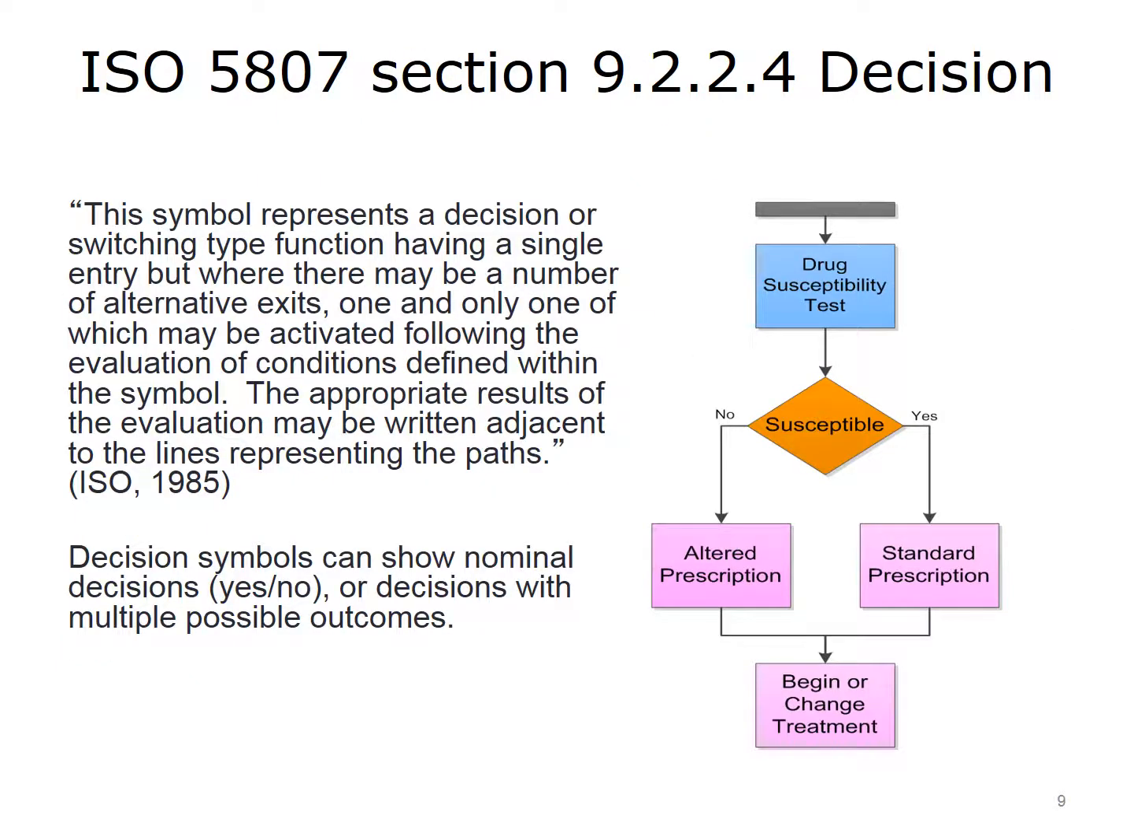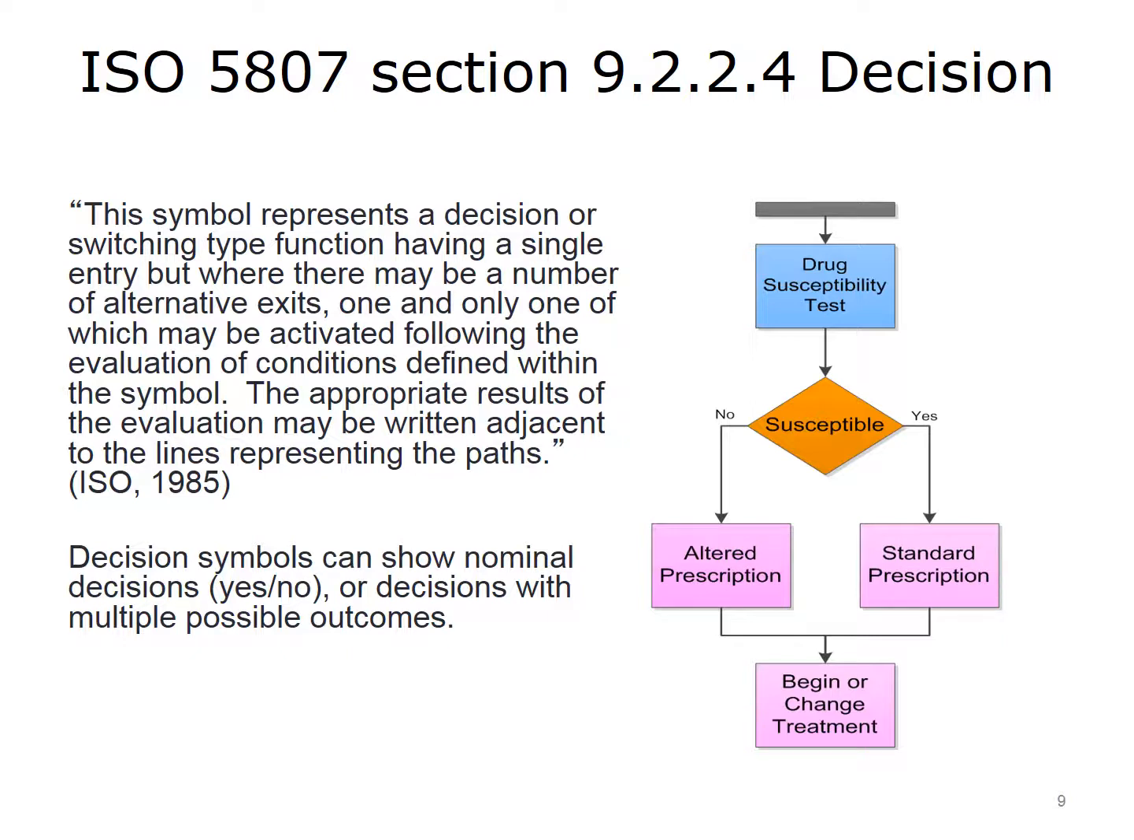The decision or diamond symbol represents a decision or switching type function having a single entry but where there may be a number of alternative exits, one and only one of which may be activated following the evaluation of conditions defined within the symbol. The appropriate results of the evaluation may be written adjacent to the lines representing the paths. ISO 1985. Decision symbols can show nominal decisions, yes, no, or decisions with multiple possible outcomes.